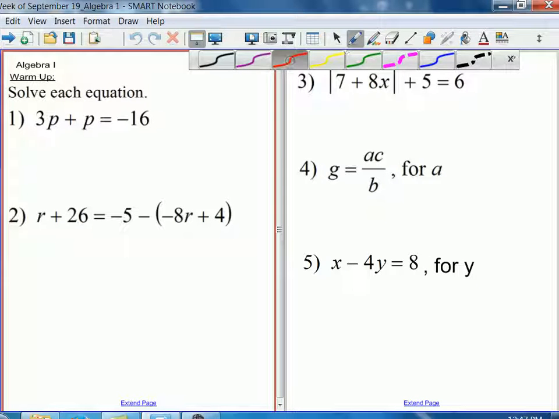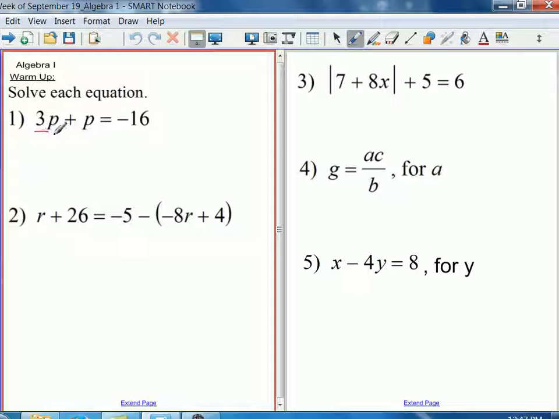Okay, so in this video I'm going to go over how to solve these equations and just show you how this warm-up goes, and then we're going to talk a little bit about some questions that you might have had from the homework. So the first thing we're going to do is review the warm-up. Let's just take a look at the first one here.